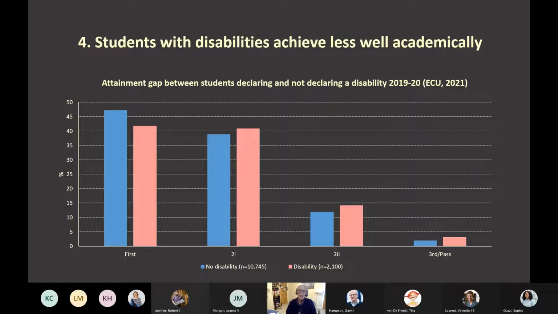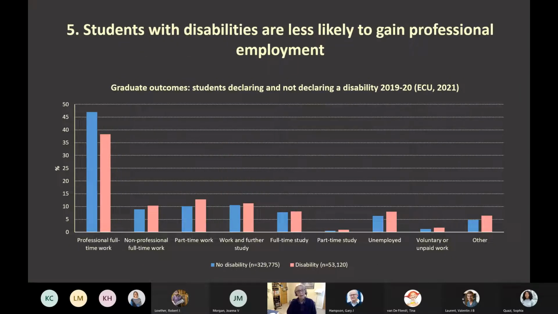Where students with disabilities do progress through to the end of their degree, the data are telling us that they're less likely to achieve a first-class degree and they're more likely to achieve lower-class degrees. So they are not achieving as well academically as students that don't declare disabilities. And then when they graduate and they progress into professional employment, they are less likely to move into full-time professional work. So if we summarise all of these data, what it's telling us is that we have an ever-increasing proportion of students coming into higher education declaring a disability.